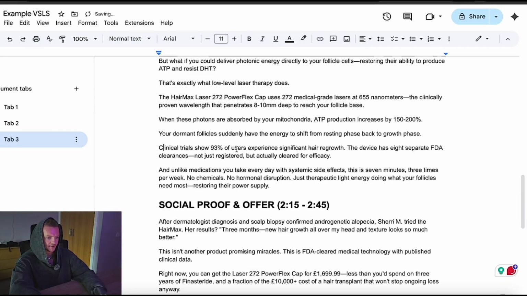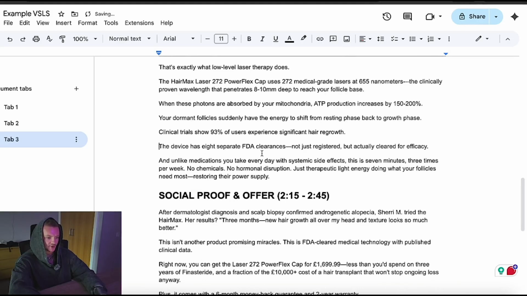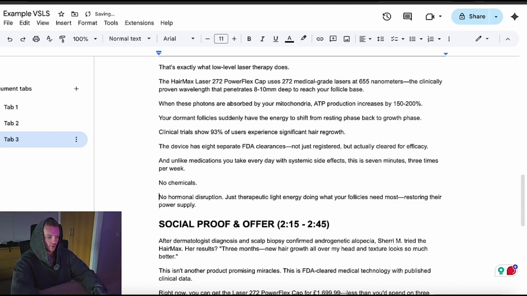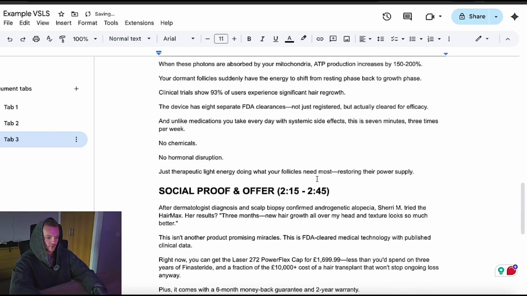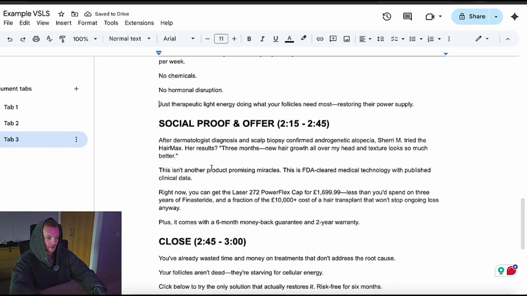Clinical trials show that 93% of users experience significant hair growth, and the device has 8 separate FDA clearances, not just registered, but actually cleared for efficacy. And unlike medications you take every day with systemic side effects, this is 7 minutes, 3 times per week. No chemicals, no hormonal disruption, just therapeutic light energy doing what your follicles need most, restoring their power supply.